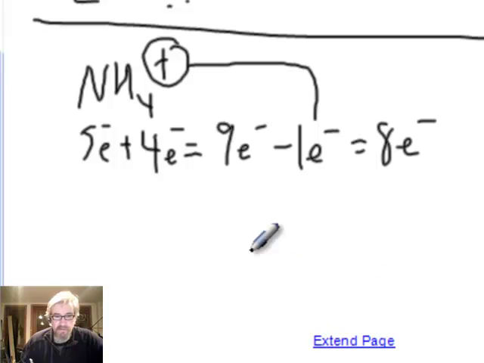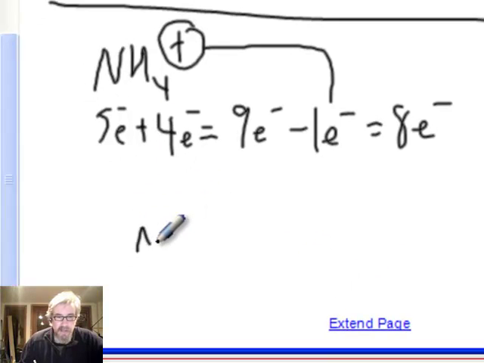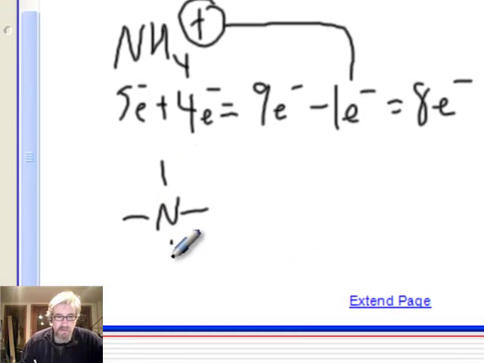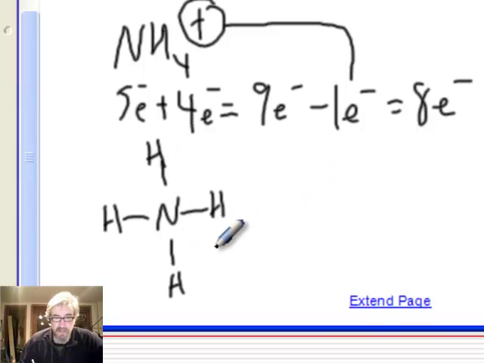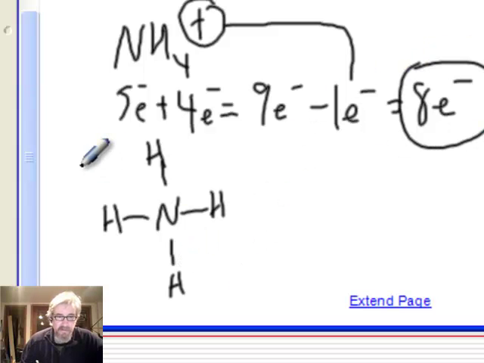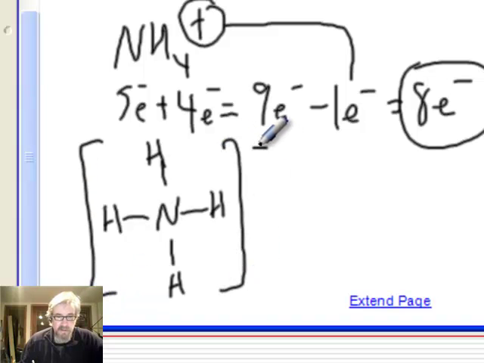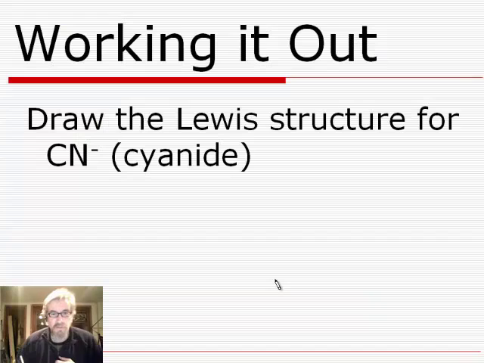Okay, now I need a skeleton. Well, hydrogen has to go on the outside, so there's only really one way I can do this. Put the nitrogen in the middle and put the 4 hydrogens on the outside. With those 4 bonds, nitrogen already has a full octet, and those 4 bonds represent the 8 electrons that I need in my count. So I'm done making my structure. I enclose it with brackets, and I indicate its charge. Okay, you try this one.